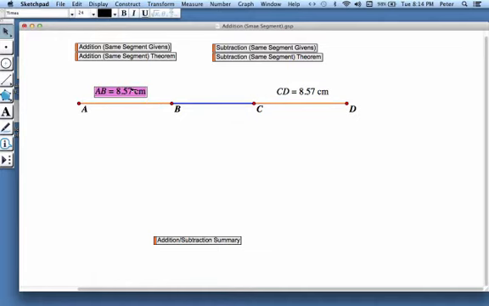What conclusions can you draw? Take a second, hit the pause button, and see, looking at this diagram, if you can draw any conclusions.